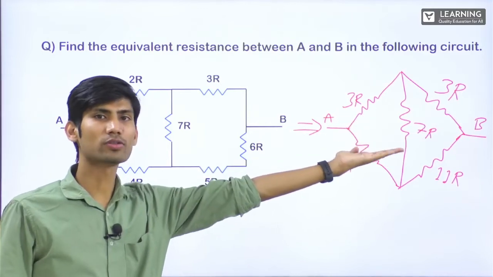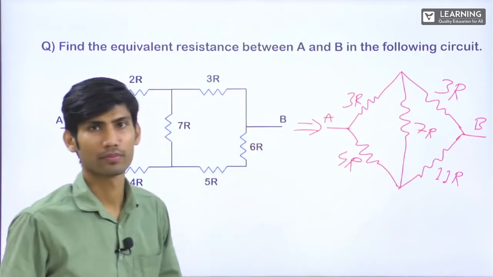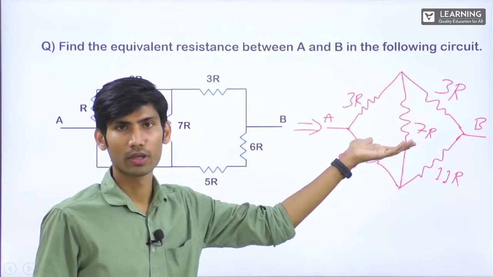Is it a balanced Wheatstone bridge? No. See, 3 by 4, this is 3 by 11. The ratio is not equal. So now how to do this?